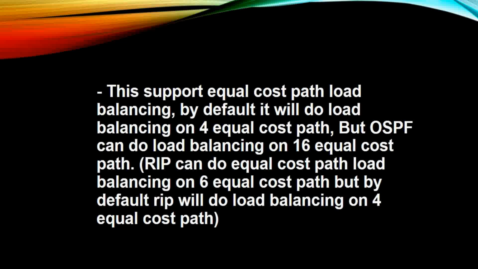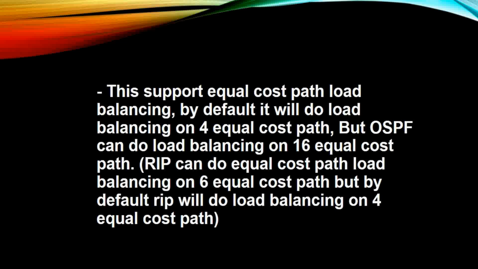By default it will do load balancing on 4 equal cost paths, but OSPF can do load balancing on 16 equal cost paths. RIP can do equal cost path load balancing on 6 equal cost paths, but by default RIP will do load balancing on 4 equal cost paths.